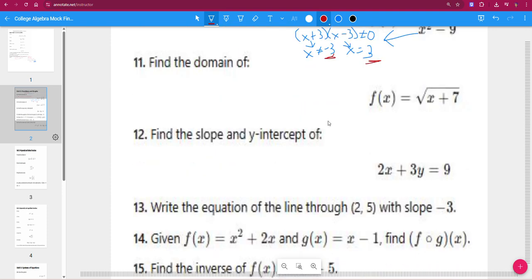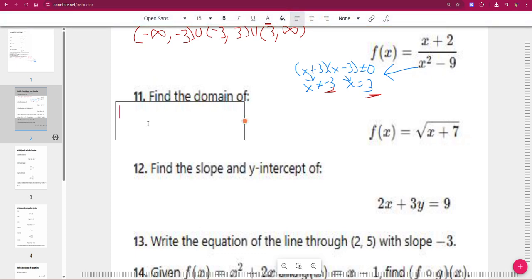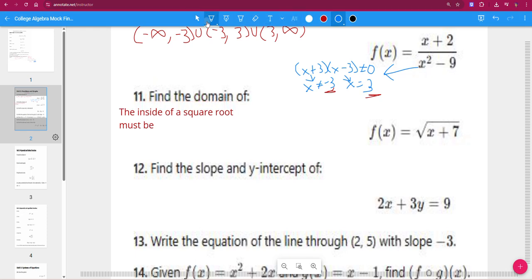So what is different about this one? This is another one that screws it up. Why? Because there's a square root with a variable inside of it. So for square roots, the inside of a square root must be greater than or equal to 0, right? Because I can take the square root of 0, square root of 0 is 0, but in the real numbers, I can't do the square root of negative 1.